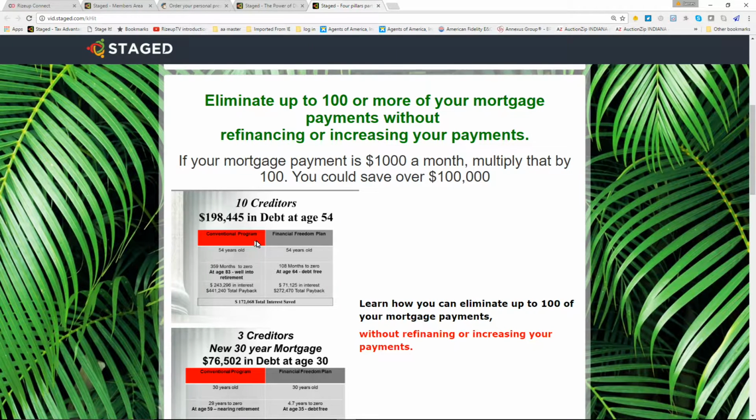And here's some examples. These are real cases, real people. And this fellow here was 58 years old, just built his retirement home. He's $198,000 in debt at age 54. He's got 30 years till his house is paid off. That means he'll be 83, well into his retirement. We ran our analysis, and after the analysis, he's going to be debt-free in just over 10 years. At age 64 instead of 83. He's going to save $172,000 in interest.